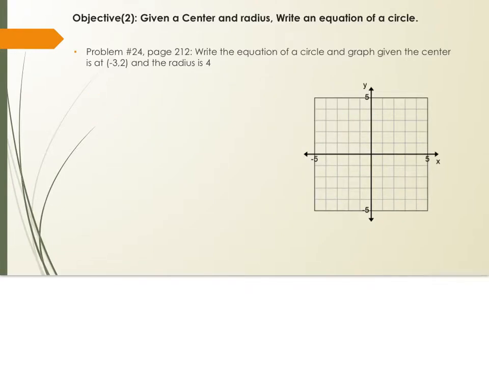Objective 2, given a center and a radius, write an equation of a circle. Problem number 24, page 212. Write the equation of a circle and graph, given the center at (-3, 2) and the radius is 4. Again, I'd like you to pause the video and try the problem first, writing the equation and then graphing.